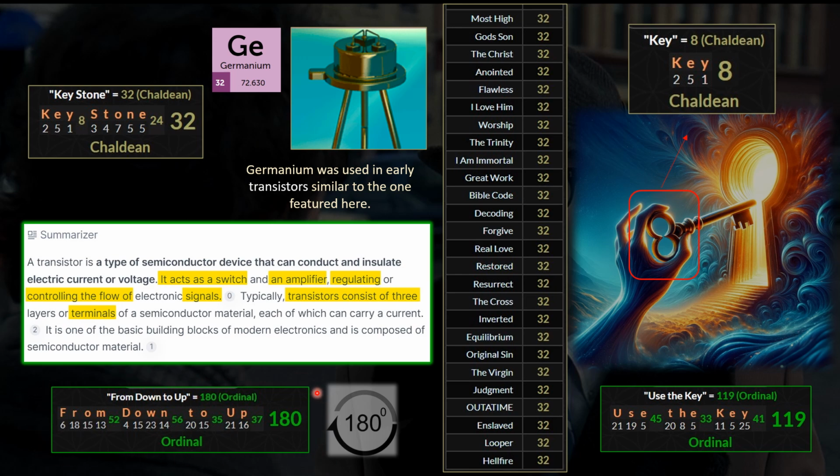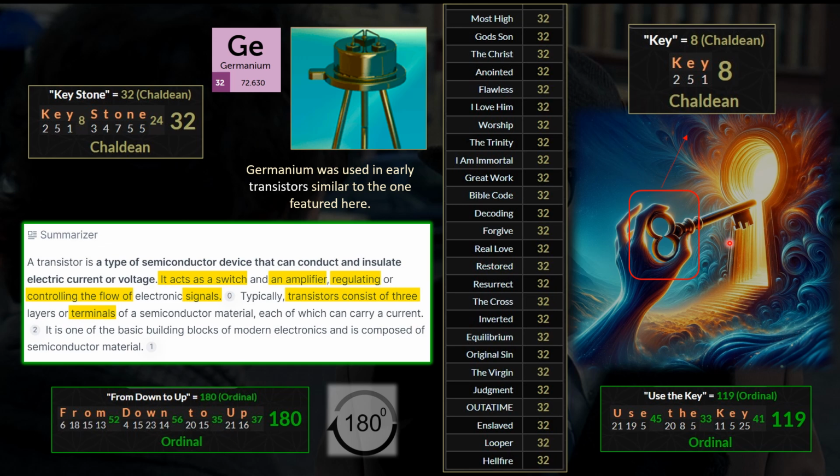From down to up is 180, so that's the goal of our soul's journey here, is to turn our soul from down to up, or take the down cross of Peter that we're born on and turn it to the upright cross of Christ, giving us the 180 degrees to turn quite around. The word key is the number 8, matching Rita, Mary, and Isis.